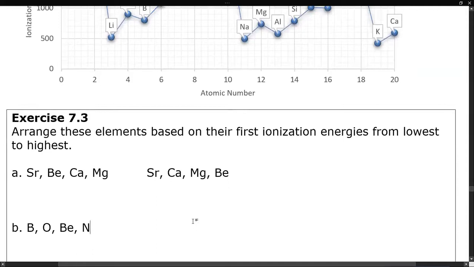So if we type that in, it's going to be boron, then beryllium, then oxygen, then nitrogen. And that would be the trend there.